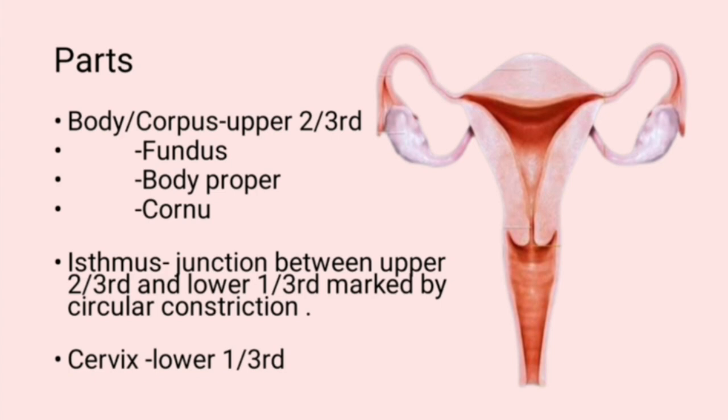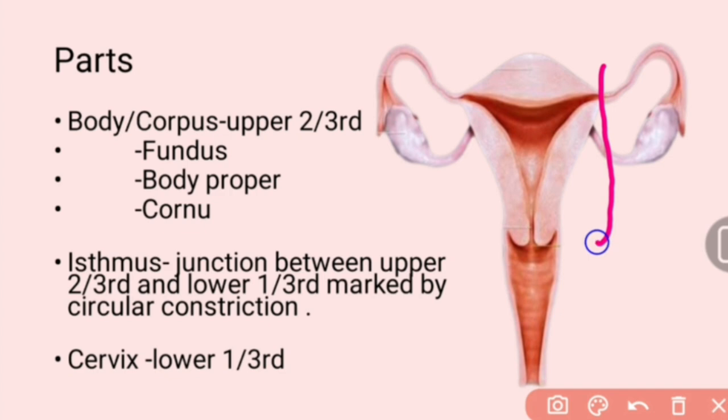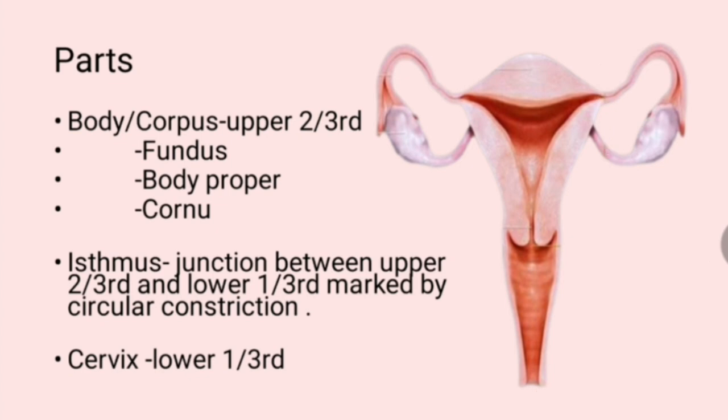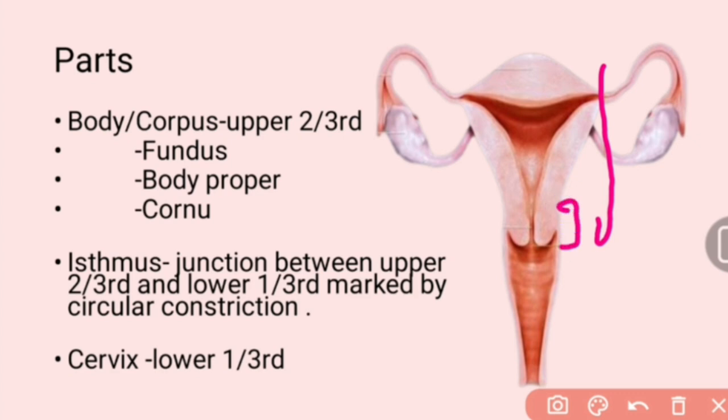Okay, now the parts of the uterus. It is mainly divided into 3 parts. One is the body, another is the isthmus, and the lower portion is the cervix. Now from the figure, we may know that this is the body. This is the cervix, and this portion is the isthmus.